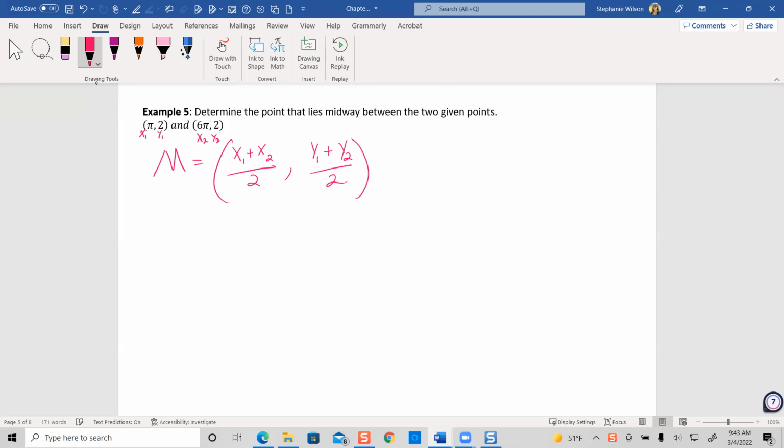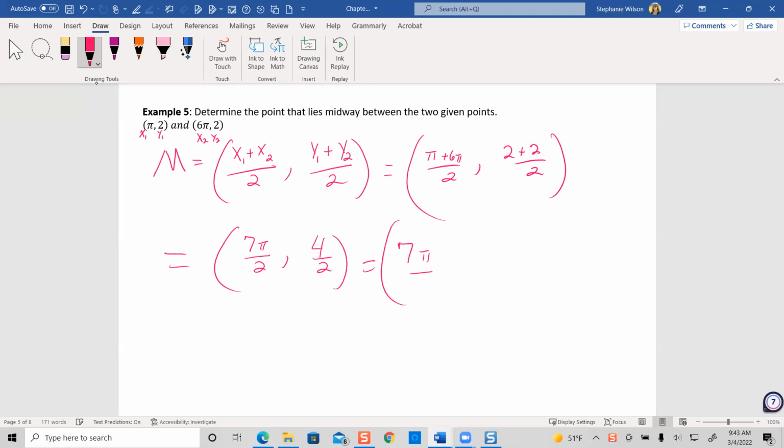Okay. So let's just plug in what we know. I got pi plus 6 pi over 2, and I have 2 plus 2 over 2. And let's clean it up. I have pi plus 6 pi is 7 pi. I have 2 plus 2, which is 4 over 2, but that also cleans up again to 2. And that is my midway point between these two ordered pairs.